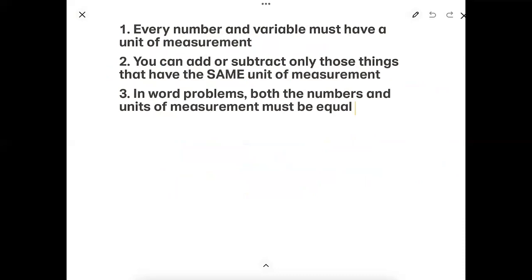Every number and variable has to have a unit of measurement. They have to. You just got to go find them. Now, this one is the intuition that I'm telling you guys to use. You can only add or subtract those things that have the same unit of measurement. You guys already know that. From the first grade, you know that.